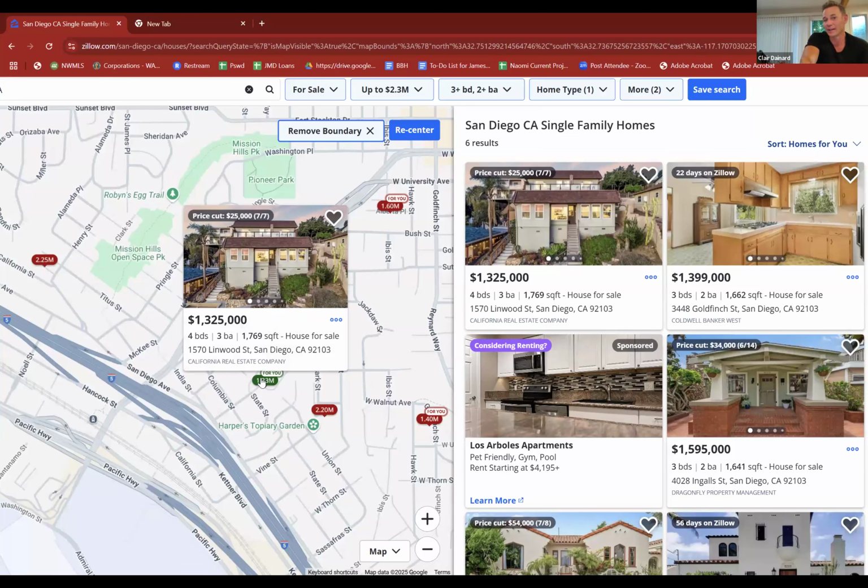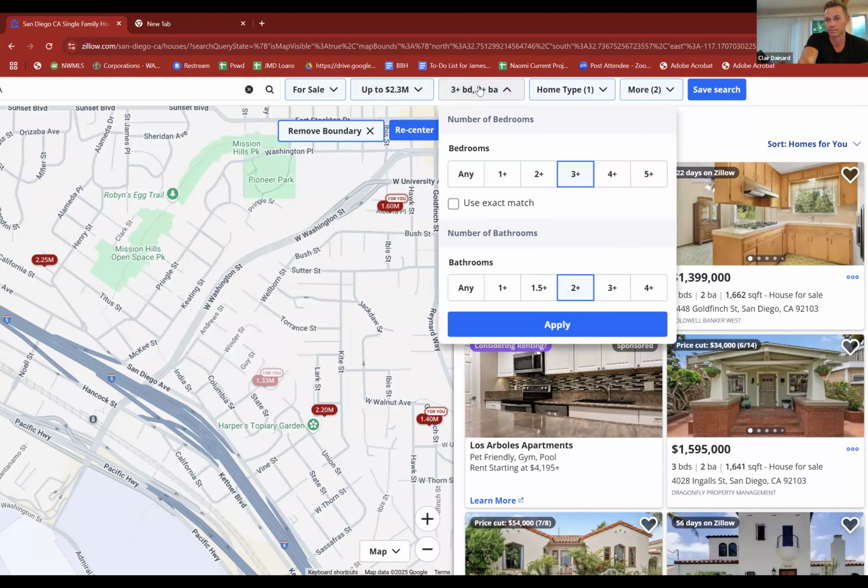Okay, so this 1.3, they cut the price 25 grand, you guys. That means the broker is going, this seller is harassing me to sell this house. I got to tell them something. And they cut it 25 grand on 1.3 is a do nothing price cut. It's just to get people to look. No one's looking at this house. I can tell you that much, because you wouldn't do that price cut otherwise.